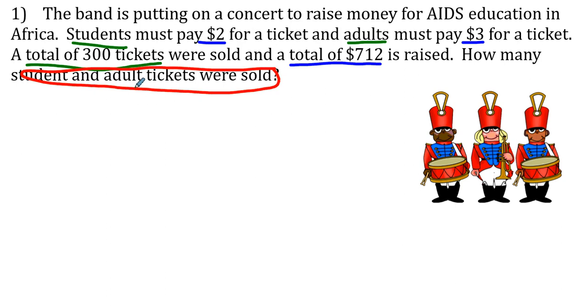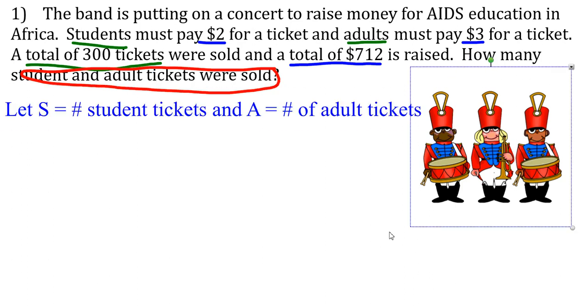So the unknown pieces are students and adults. So why don't we use those as our variables? Why don't we say let S represent the number of student tickets sold and A represent the number of adult tickets sold. So we're defining our variables.